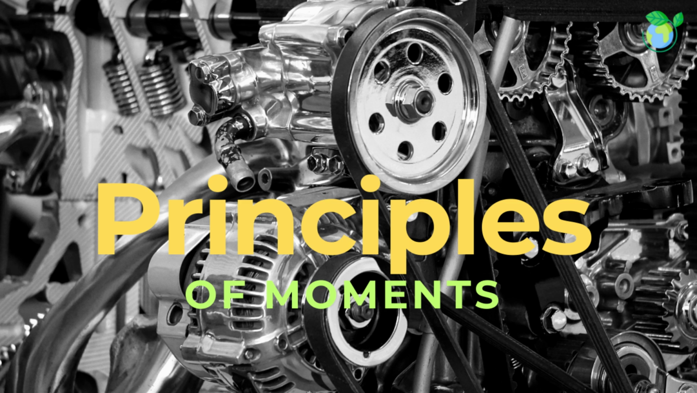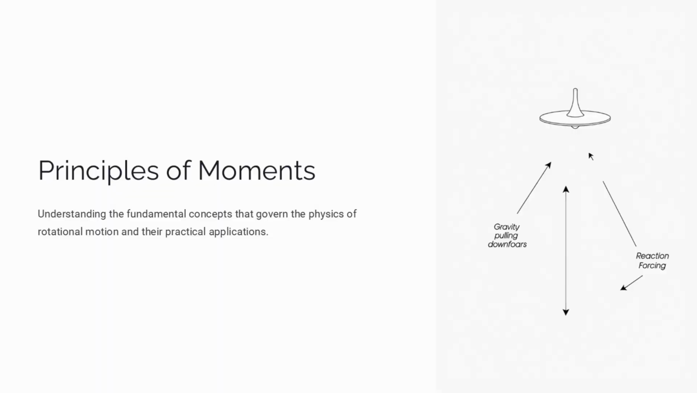Rotational motion is a fundamental concept in physics, describing the circular movement of objects around a fixed axis. The principles of moments explain how forces acting on an object can cause it to rotate or remain in equilibrium. These principles have important practical applications in areas like engineering, architecture, and everyday life. Understanding moments is key to analyzing and predicting the behavior of rotating systems, from simple levers to complex machinery.